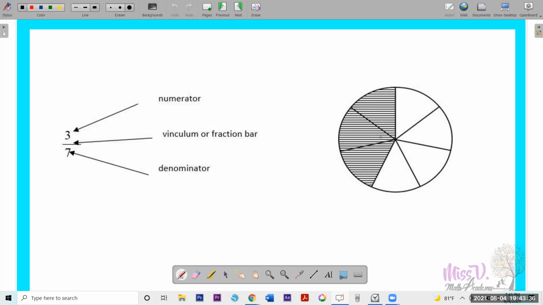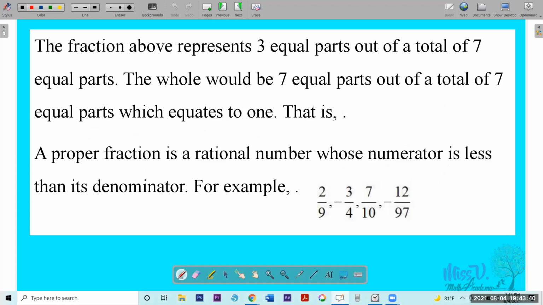This is just a quick demonstration to kind of just bring back your memory. All right, so this is the first part we're gonna do. Equivalent fractions.